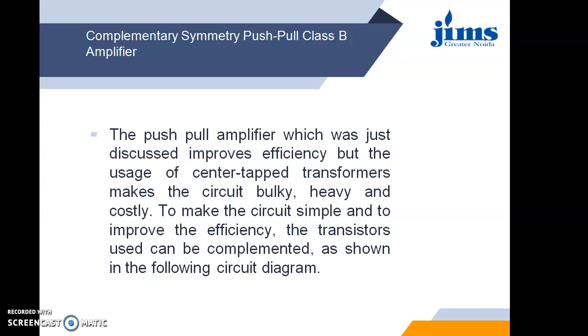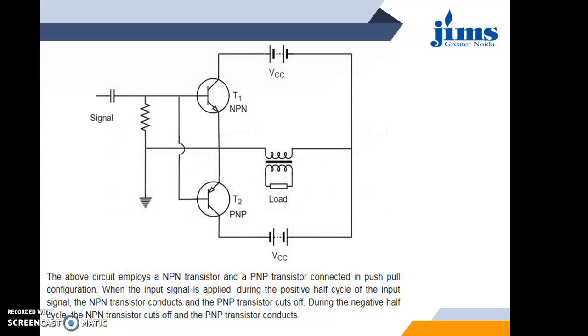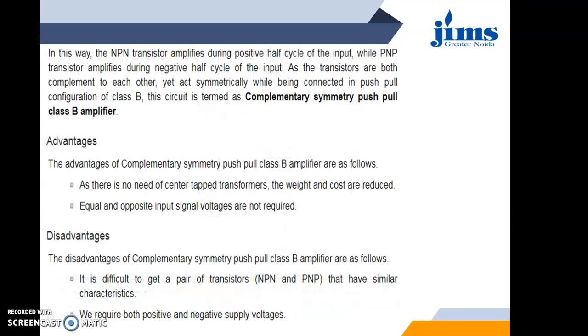So this is the biggest advantage of the Class B push-pull power amplifier. This shows another configuration called the complementary symmetry push-pull power amplifier, having one PNP and one NPN transistor.